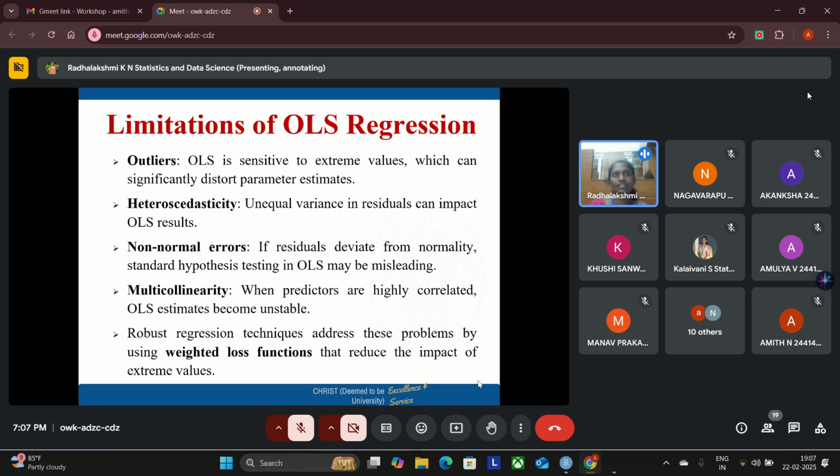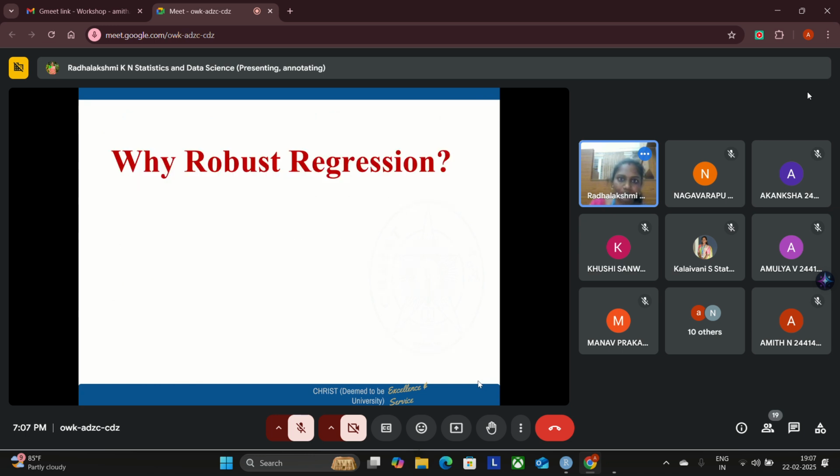If these assumptions are violated, robust regression techniques address the problems by using a weighted loss function. This is very important. This is how robust regression techniques reduce the impact of extreme values. Why do we have to go for robust regression?